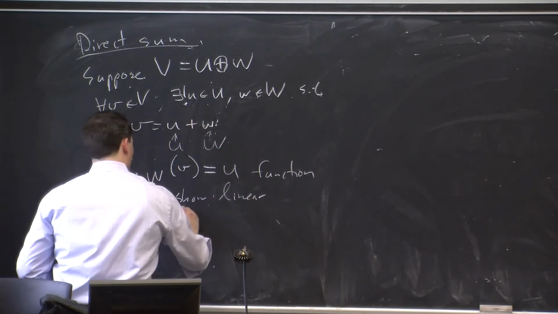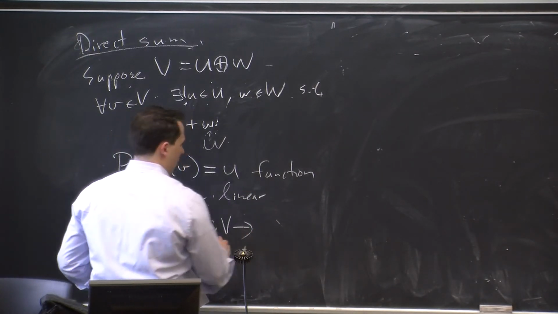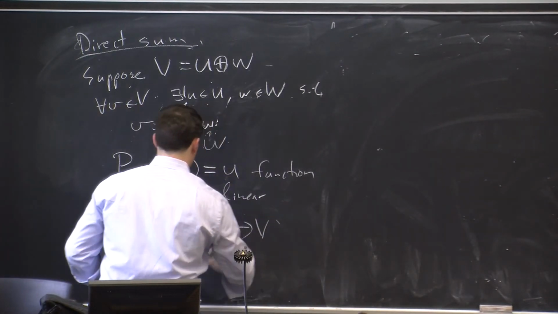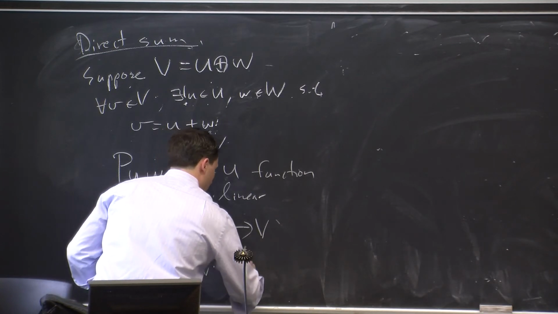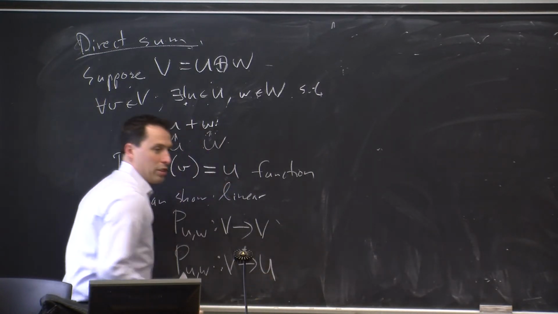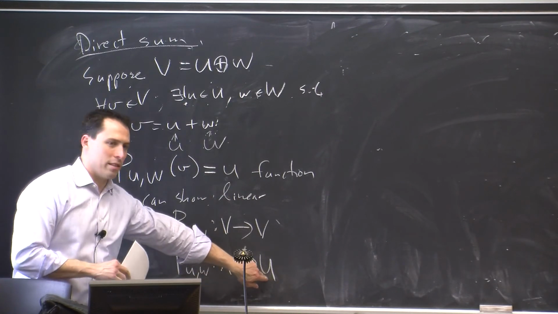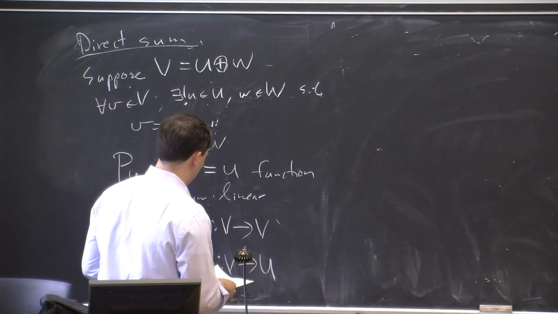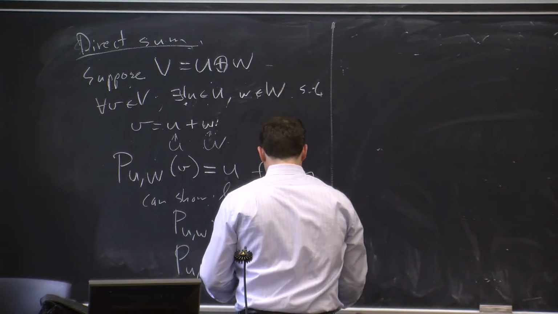You could think about it two ways. It's a linear transformation which sends a vector in V to another vector in V. U is in particular a vector in V. You could also think about it as a linear transformation which goes from V to U, because it always spits out something which is in U. So its range is contained in U. Think about it either way. So these are linear operators.